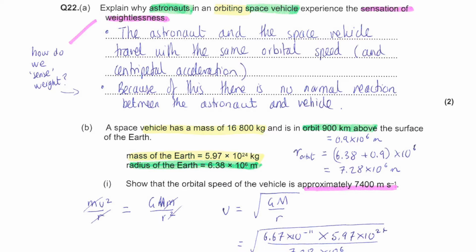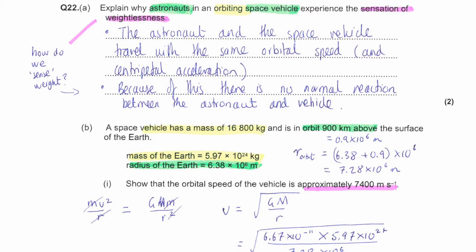So you may consider how it is that we normally sense our weight. If you are standing on the Earth's surface, you are aware of your weight due to the normal reaction as the ground pushes back up on you. Now, for the astronaut in orbit, this normal reaction is lost. That's worth a mark.